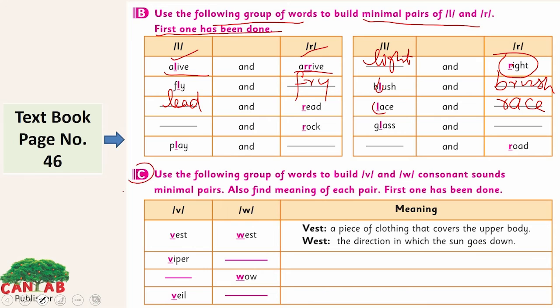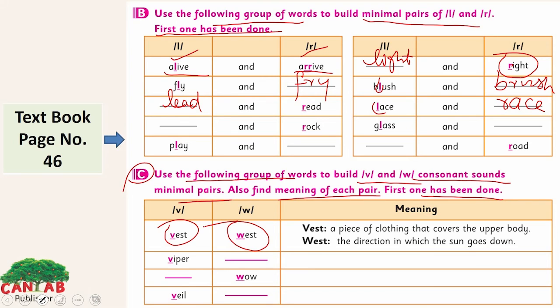The C section here, use the following group of words to build minimal pairs of V and W consonant sounds. Also find the meaning of each pair. The first one has been done for you. You have to create the minimal pair, which sounds the same. The first one is done for you, waist and waste. Both sound the same, but we can see the difference of spelling and the meaning too.